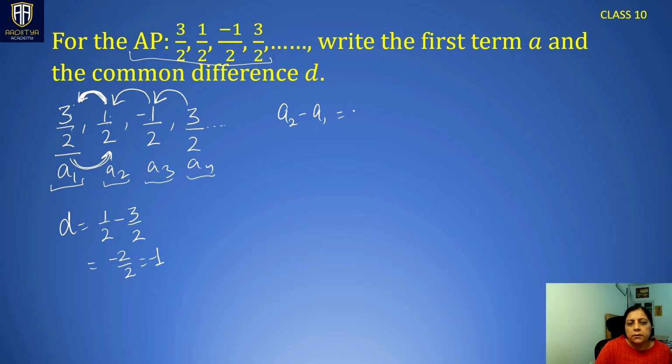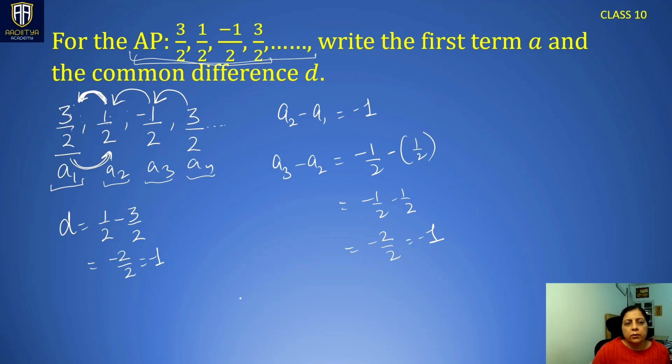A2 minus A1 here is negative 1. You can see here A3 minus A2: A3 is minus 1 minus A2, which is half. So we have minus 1 by 2 minus 1 by 2, which is minus 2 by 2, which is minus 1. Since it is already given that this is an AP, the difference between any two consecutive terms remains the same throughout the sequence, right? A here is 3 by 2 and the common difference D here is -1. So we have found both the things.